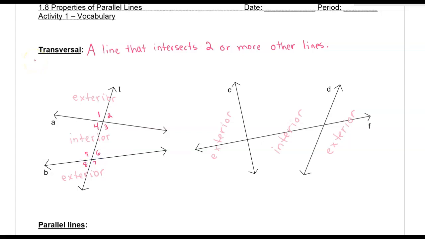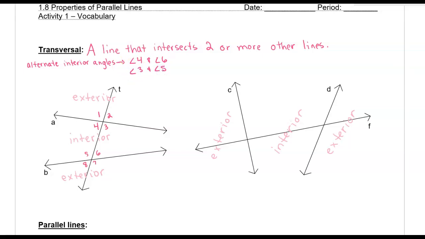The first set are called alternate interior angles. The angles that are alternate interior are on opposing sides of the transversal and they're in the interior. So that would be angles 4 and 6. That's a pair of alternate interior angles. And the other pair of alternate interior angles are angle 3 and angle 5.